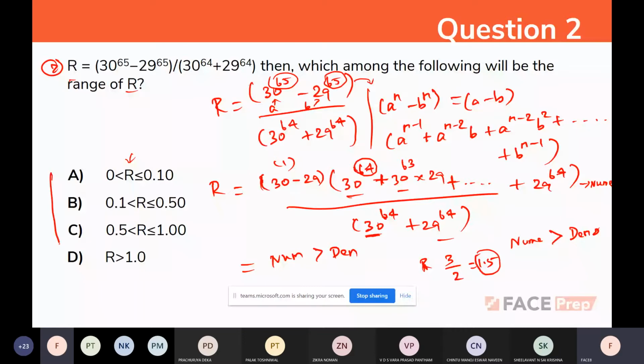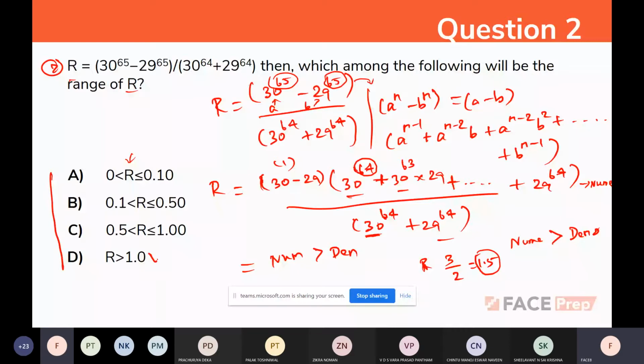Anyone? You can put it in the chat box also. Whether it is A, B, C or D, you can unmute yourself and tell me. Anyone? D. Nice. Thanks. So D is the answer. This is one method, using this expression.